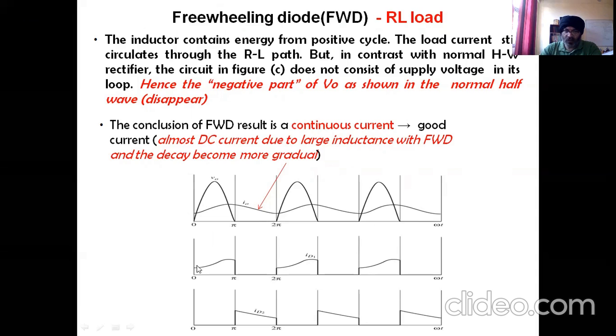So from here also you can see, due to diode D1, the current was actually growing in finite time. And due to the presence of diode D2, the current is actually decaying in finite time, but very slowly. It is never reaching zero.